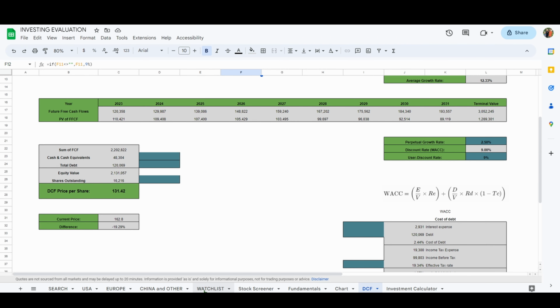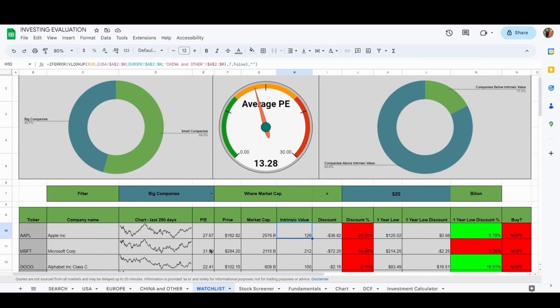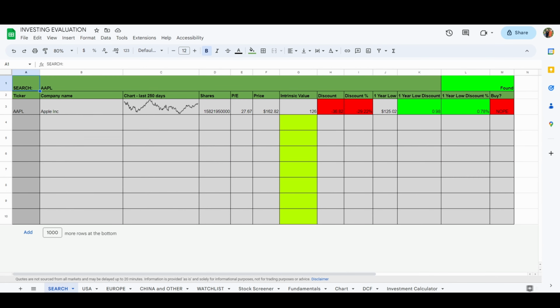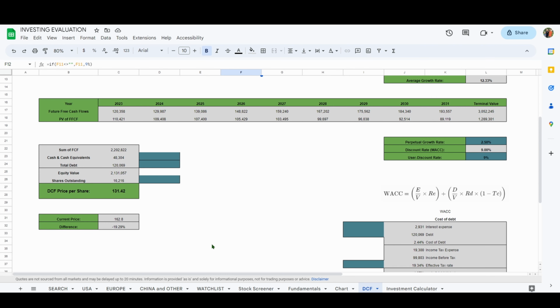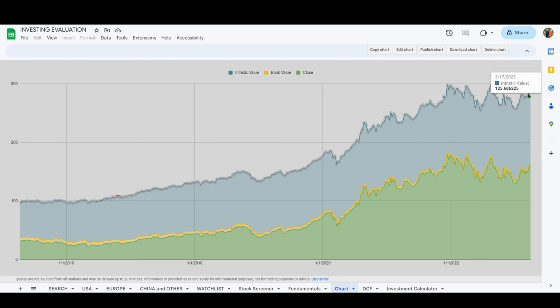Right, and then you can add this to your watch list, anywhere from watch list to Europe, USA, and other things, right? And sorry, I don't know where I am. Okay, discounted cash flow, and it shows you that the intrinsic value of Apple is here, and you can put it in your watch list. And then of course it shows the intrinsic value in your chart.